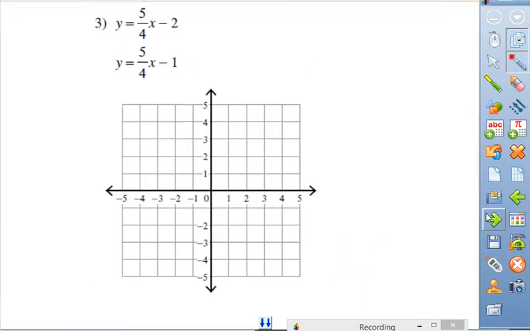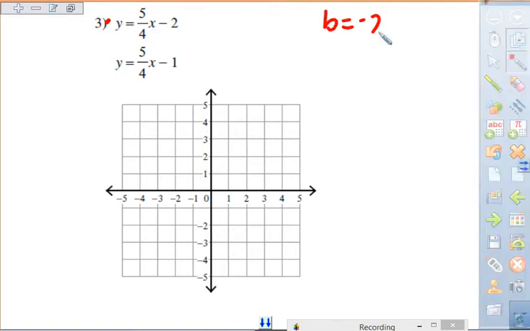Jumping down to number 3. I wanted to try one with fractions in it, so let's do that top line. Looks like my b value is negative 2, and my slope is 5 over 4. So I'm going to graph my y-intercept first, and then I count up 5, forward 4. And it looks like I can only do 2 points on this graph, otherwise I'll be off the graph paper.